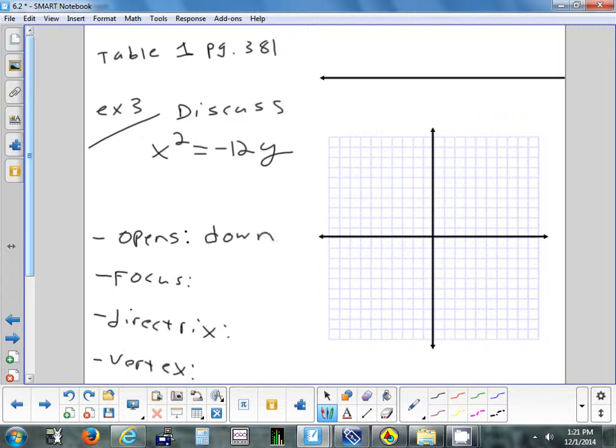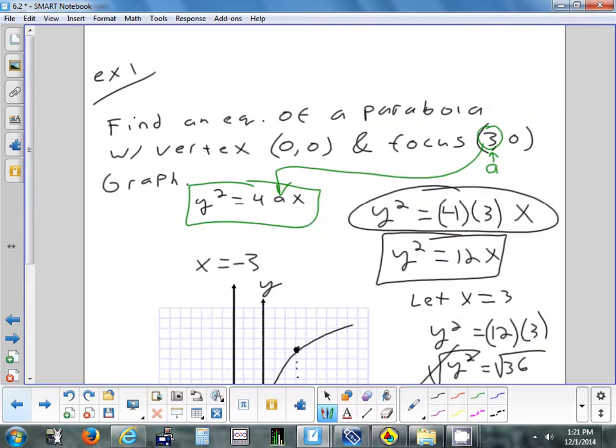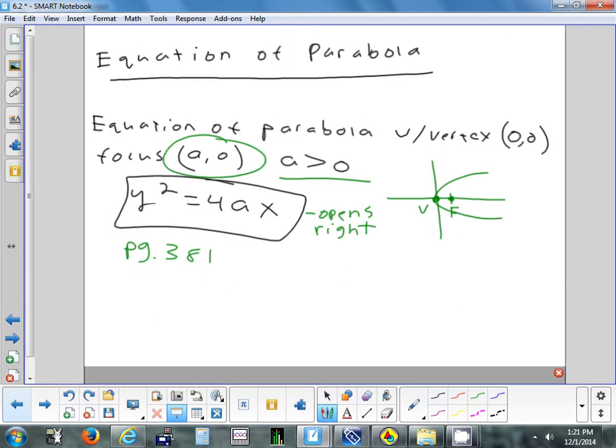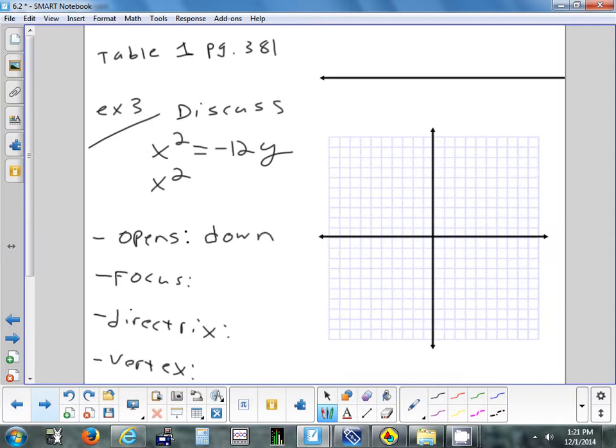What letter do we need to figure out the focus? We need A. So remember what I said earlier about A. It's always positive. Always positive. So the only way you could get a negative here is if it was like this, if the 4 had the negative. So we've got to figure out what A would be.